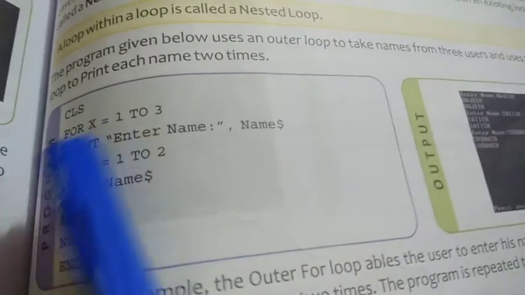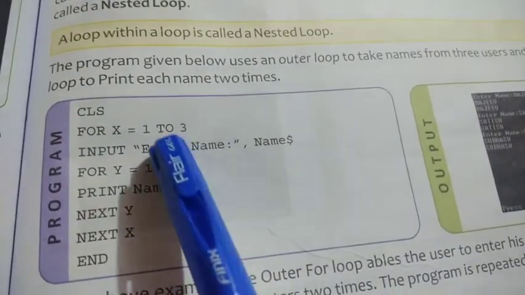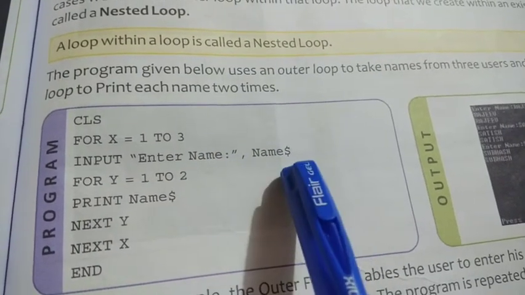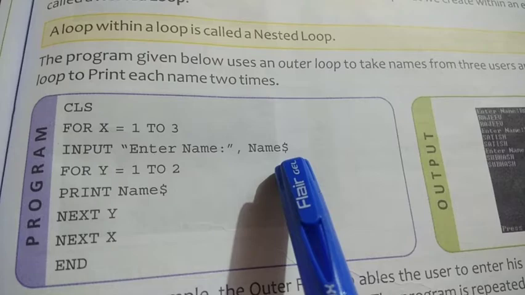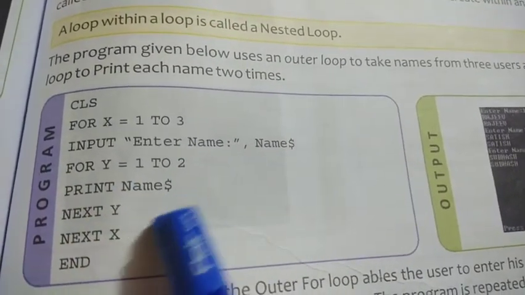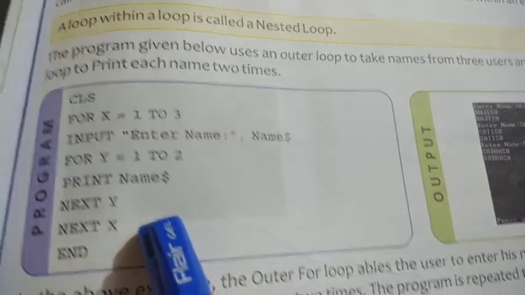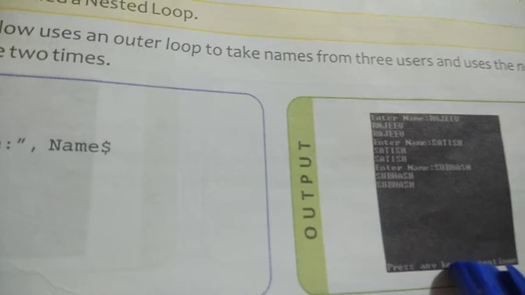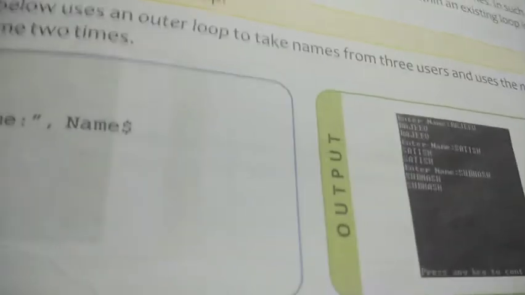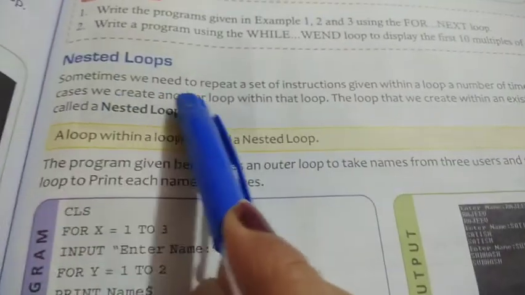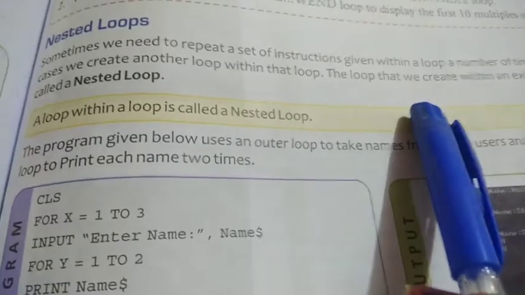So students, see the example program: CLS. Same procedure: for x = 1 to 3, then input enter name, name$. Then for y = 1 to 2, then print name$, next y, next x. Then end the program. See properly, enter any name, and then see how the output is shown in a nested loop. In a nested loop we need to repeat a set of instructions in a loop.